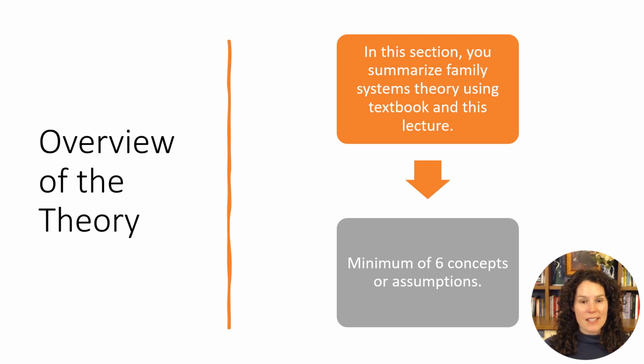So in the second section of your paper, you get to basically ignore the article and just explain the theory to us. Tell us about family development or life course perspective. And specifically, we want to hear you, in your own words, describe a minimum of 6 concepts or assumptions drawn from lecture and the textbook.